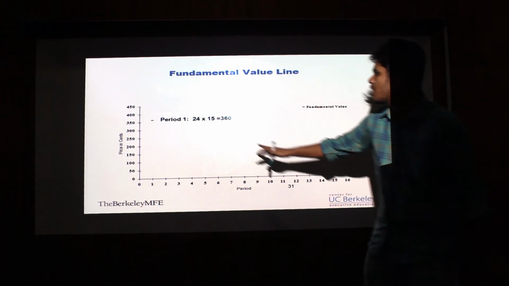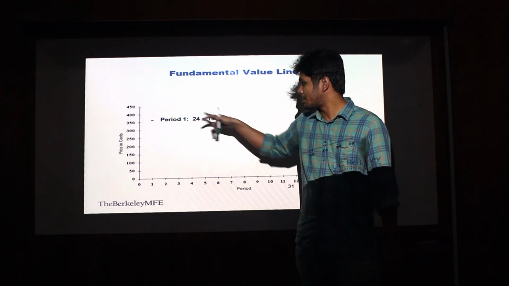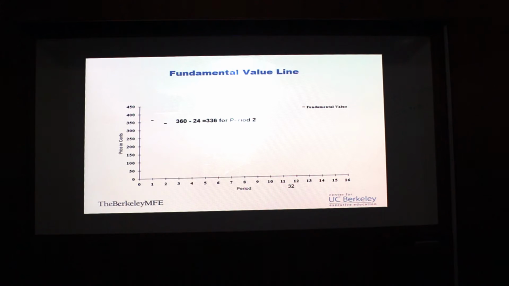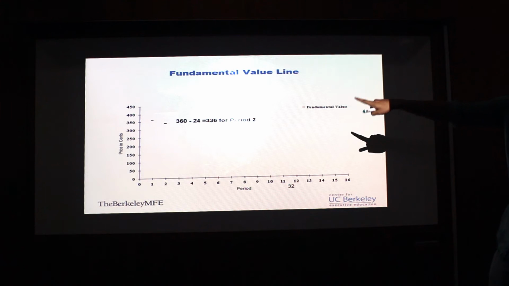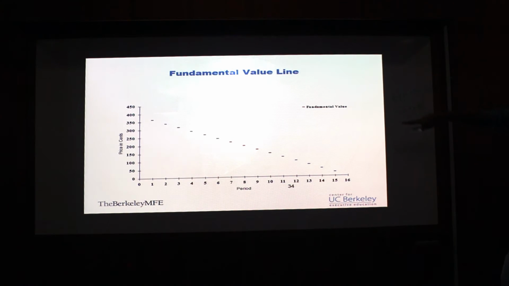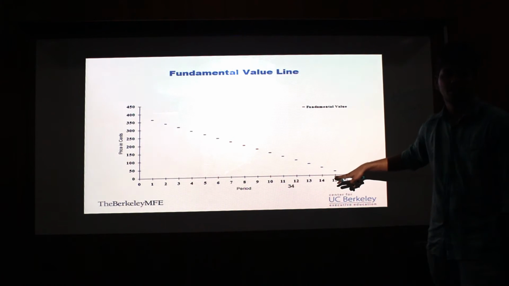At the beginning of period 1, the fundamental value is 360. At period 2, since only 14 periods are left, the expected value decreases by 24. Everyone is clear, right? As you go on, this will be the fundamental value over the 15 periods. You can see.